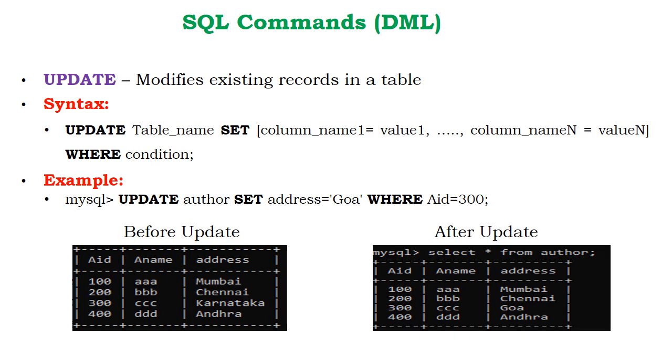UPDATE. It will modify an existing record in a table. For example, UPDATE author SET address equal to the new address, and clearly mention the unique identifier, that is, author ID equals 300. So before the update, for author ID 300, the address is Karnataka. Now after the update, the address is Goa.